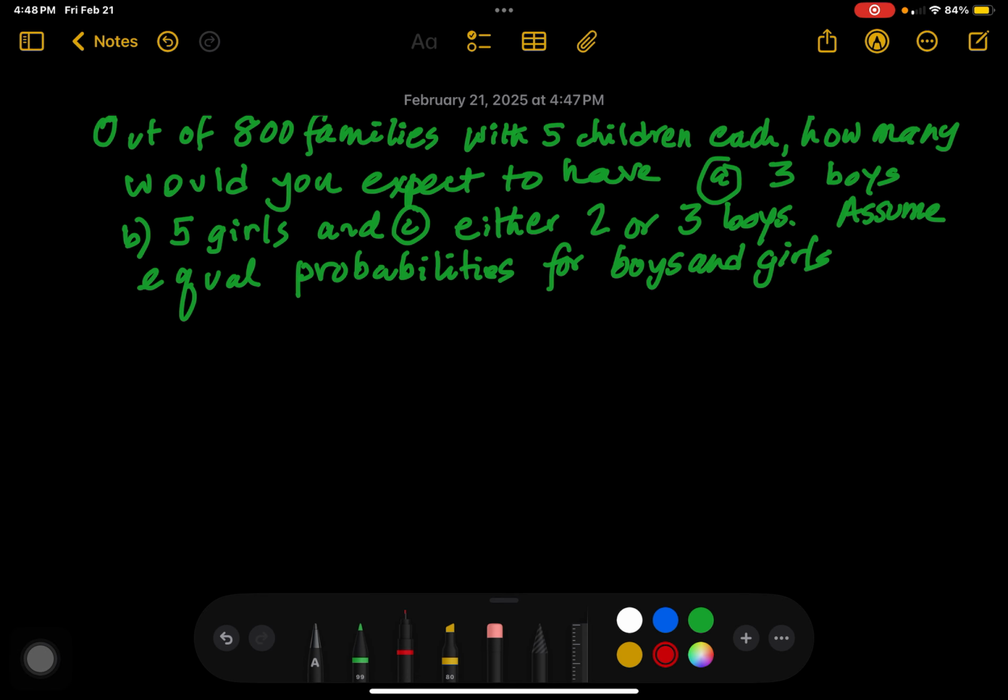Out of 800 families with 5 children each, how many would you expect to have 3 boys? Part A. Part B, 5 girls. And C, either 2 or 3 boys. Assume equal probabilities for boys and girls.